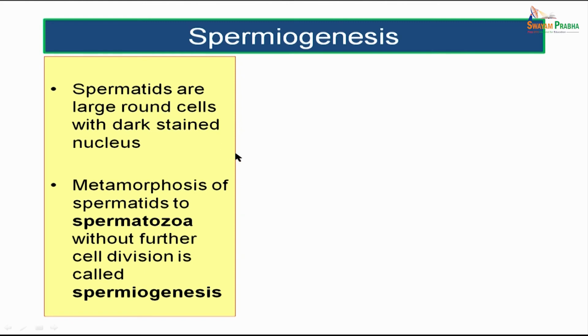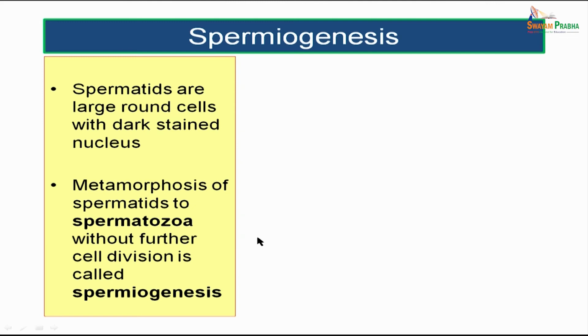They are just cells with dark stained nucleus, and they will remain in the place where they are. So, they need to move from the point of formation to a place where the fertilization happens. So, what should happen? There should be some metamorphosis happening for the spermatids so that they will be converted into a mature spermatozoa. But there should not be any cell division happening.